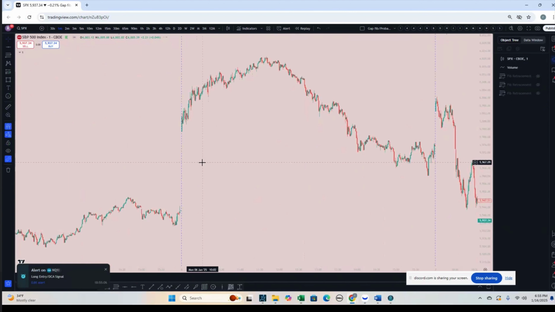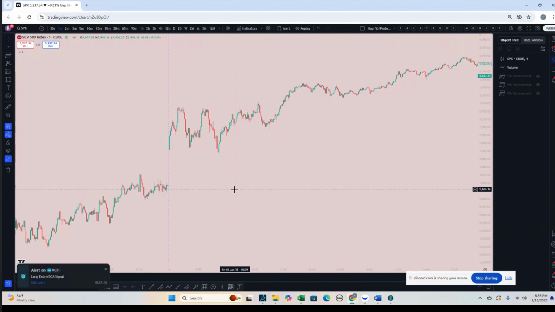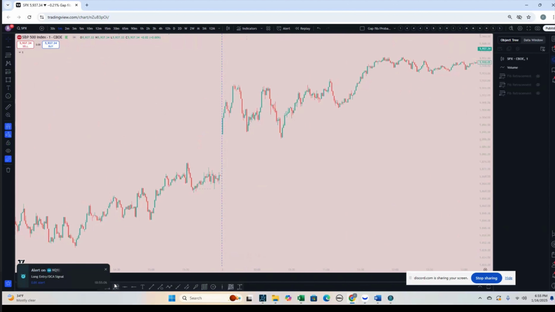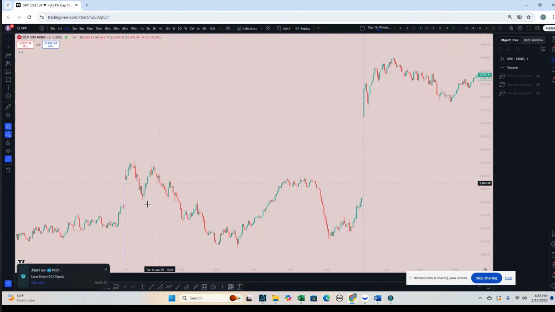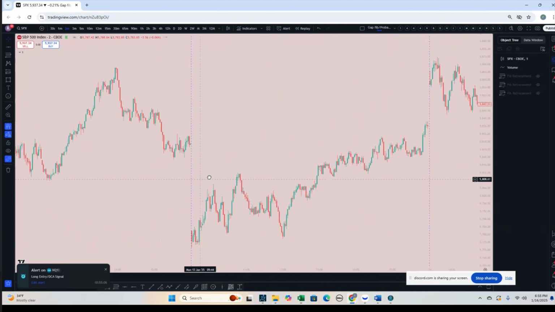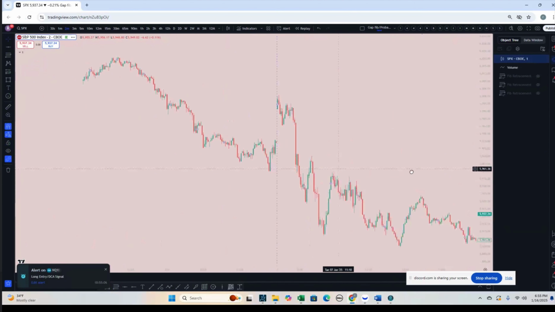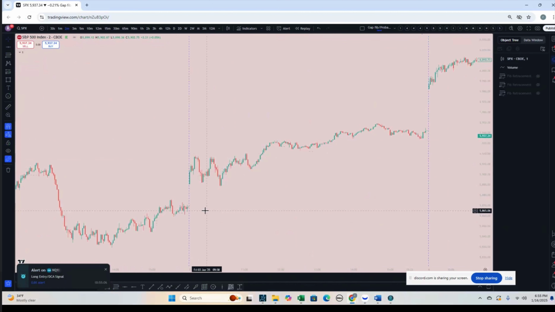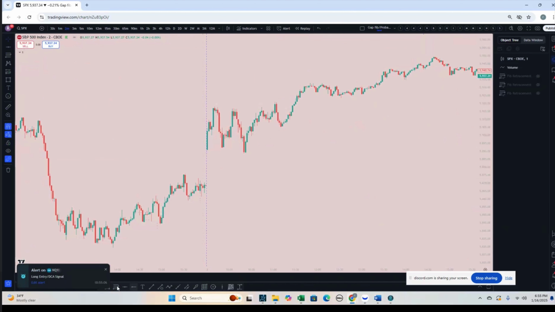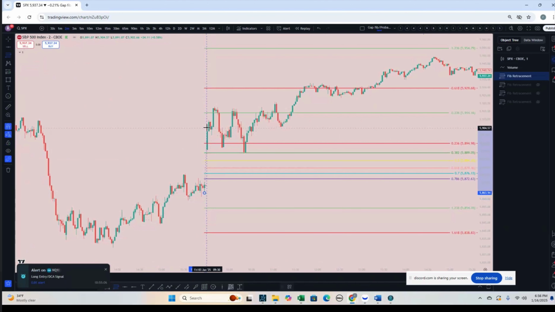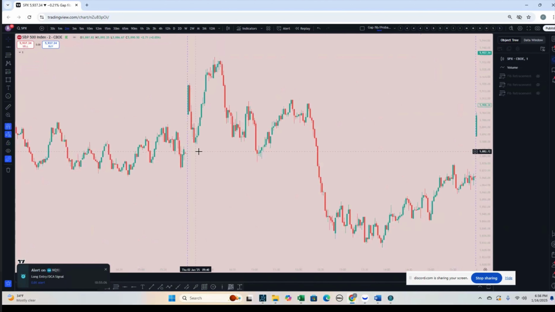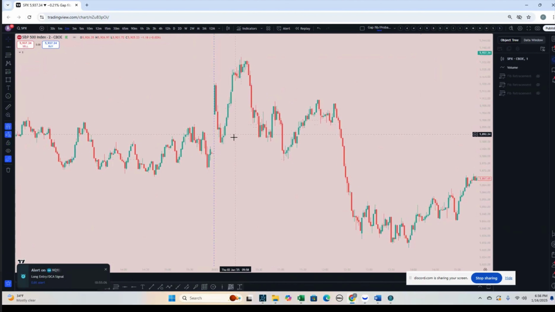If I can find one. Here we go. Yeah, I think this is one. Scenario 3, you can kind of tell scenario 3 because what happens is we gap up. This might be scenario 3. No, scenario 1. All right, here, scenario 3 here.